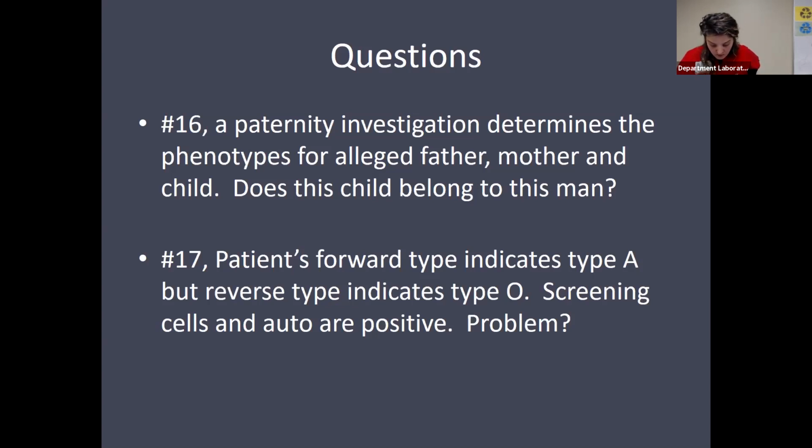Could you exclude the father based on Rh typing? So the father is Rh positive, mother is Rh positive, big E positive for the dad. What do you guys think? Is the child big E positive? No, big E negative. So we exclude the father based on that.